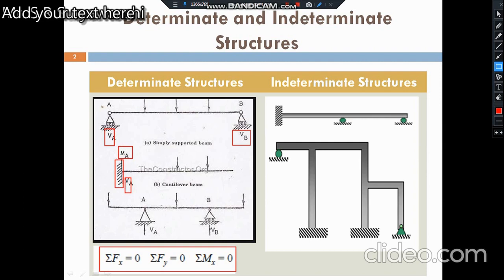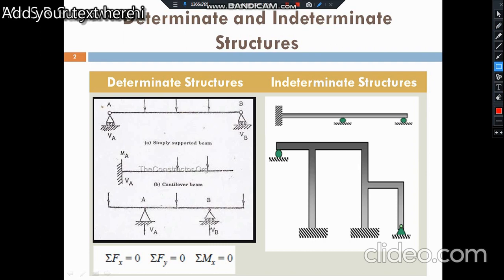Next beam is the overhanging beam. Again there are two reactions which are easily found using these three equations of equilibrium: summation Fx, summation Fy, and summation of moment at any point equal to 0. These are examples of statically determinate structures: simply supported beam, cantilever beam, and overhanging beam.